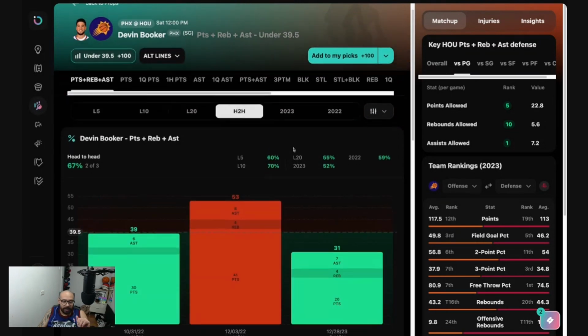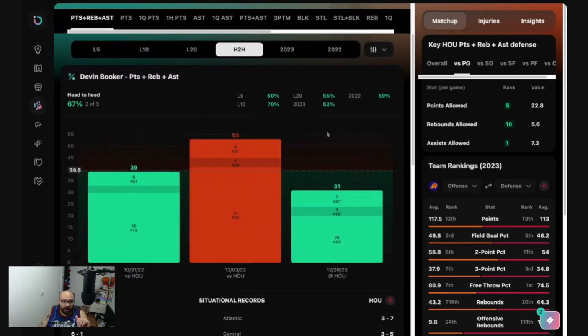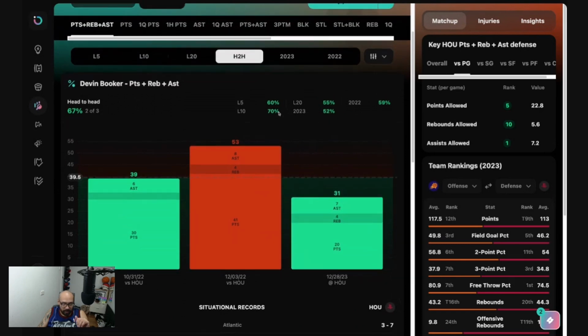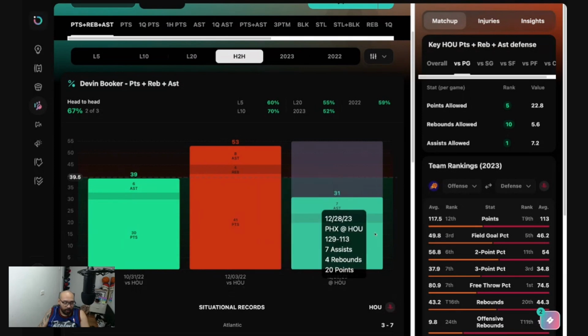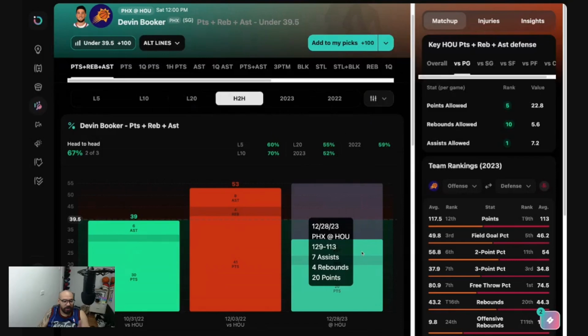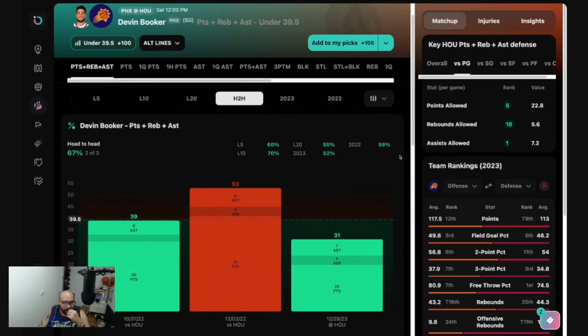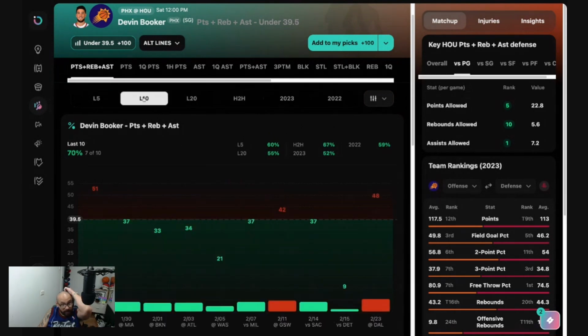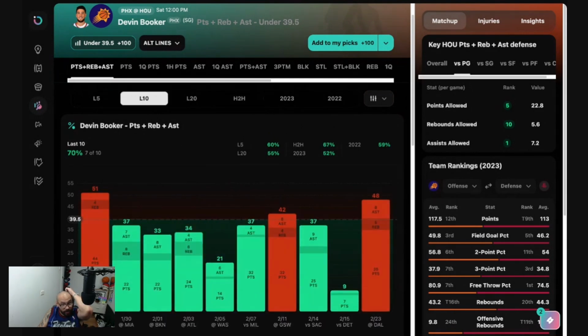Looking at head-to-head matchups, he's gone under in 2 of his last 3 games against Houston Rockets, but the main one that counts is this one because that's the only time they've played each other this season. And in that game, he had 20 points, 4 rebounds, and 7 assists, right? Which is 31. That's actually well under the PRA that we're looking for. It's not a bad game. And the Phoenix Suns won that game, but it's well under this 39.5. In this game, he scored 41 points against them. That's pretty crazy.